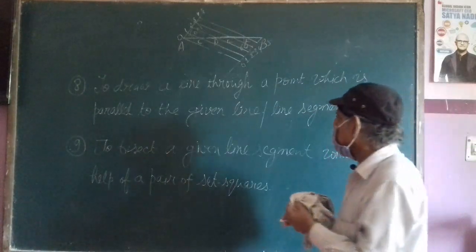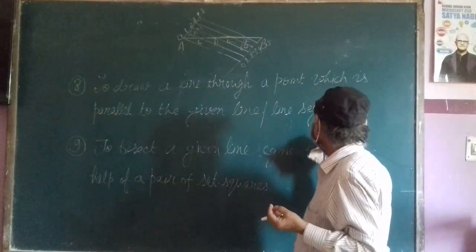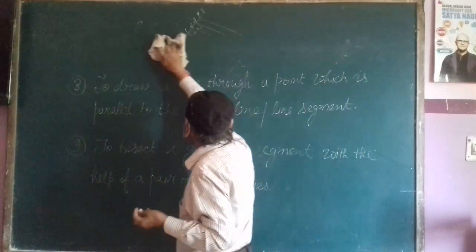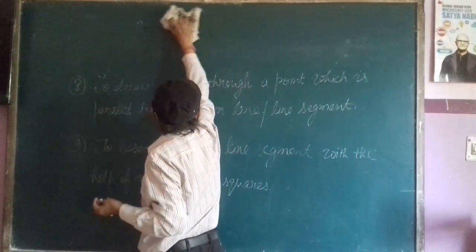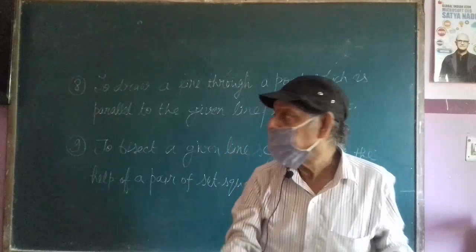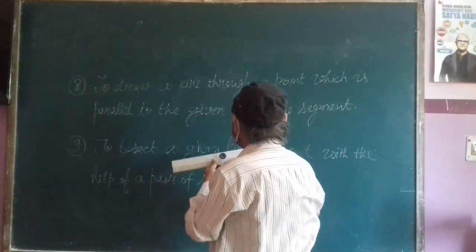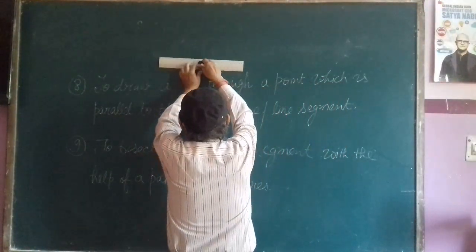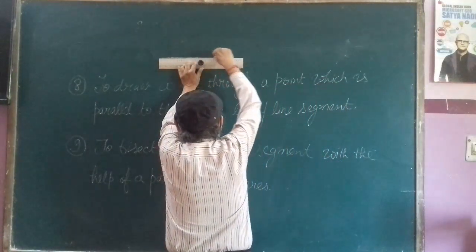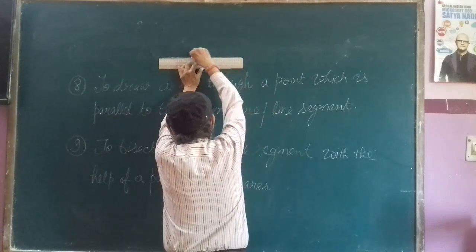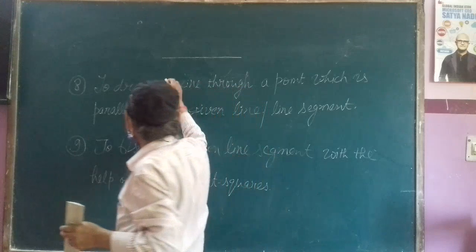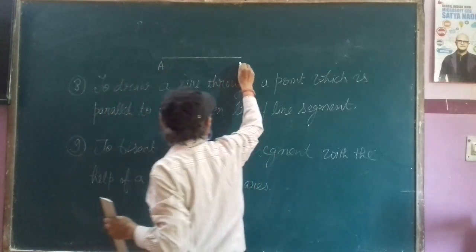8th construction: to draw a line through a point which is parallel to the given line or line segment. Okay, you are given a line. Say this is your line. You can name this line as AB.